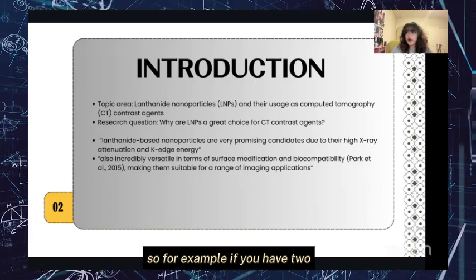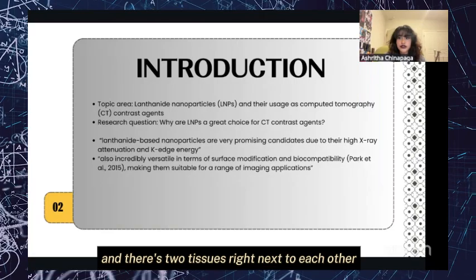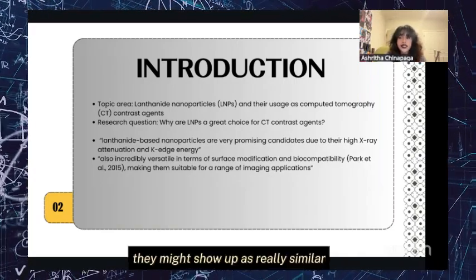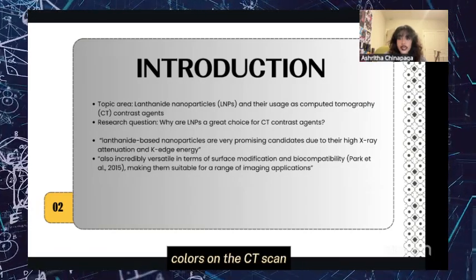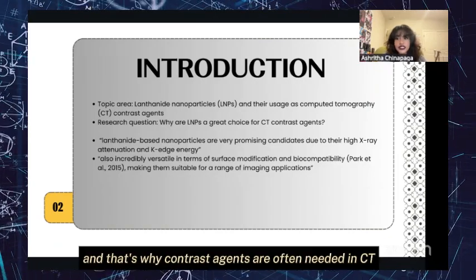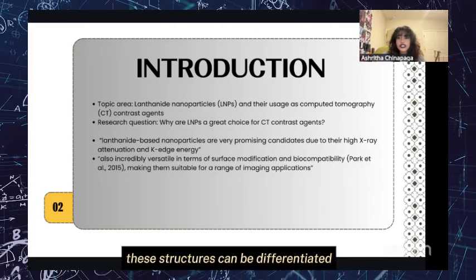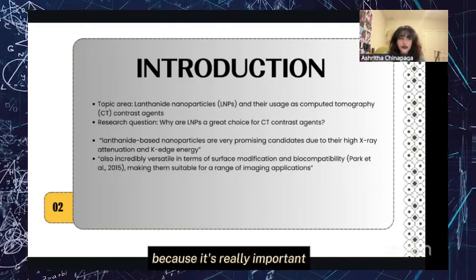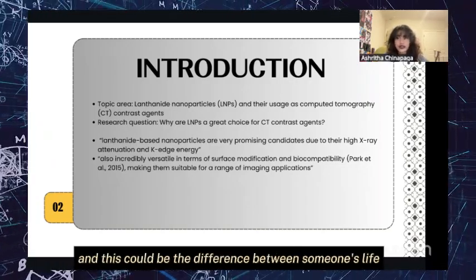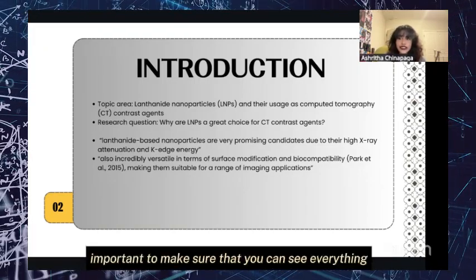So for example, if you're viewing an image and there's two tissues right next to each other with really similar densities, they might show up as really similar colors on the CT scan, which can make it hard for them to differentiate. And that's why contrast agents are often needed in CT scans, to make sure that these structures can be differentiated, because it's really important, especially when you're trying to make a medical diagnosis, and this could be the difference between someone's life. It's really important to make sure that you can see everything on the CT scan.